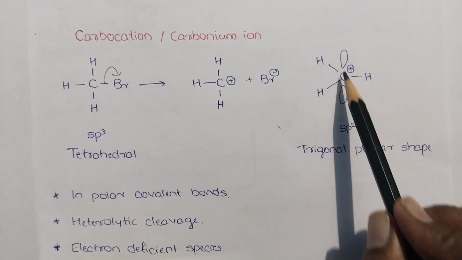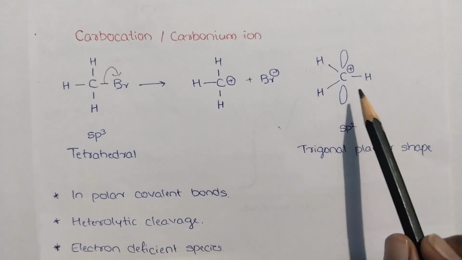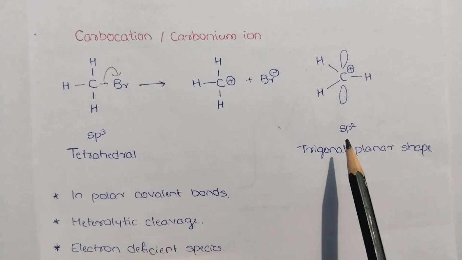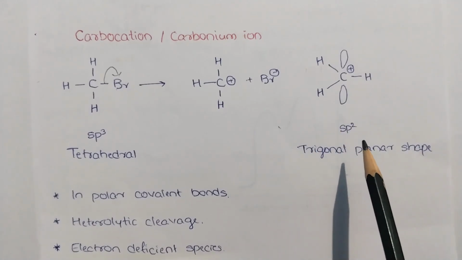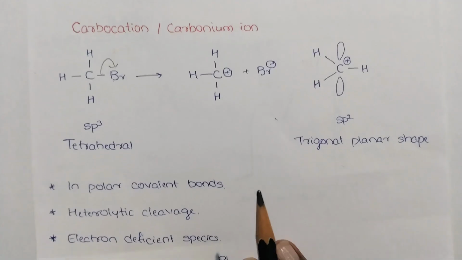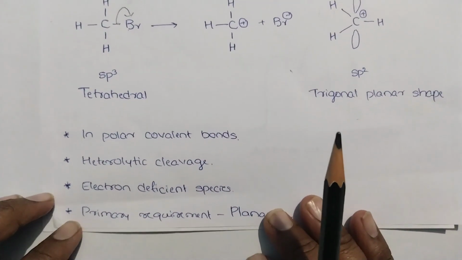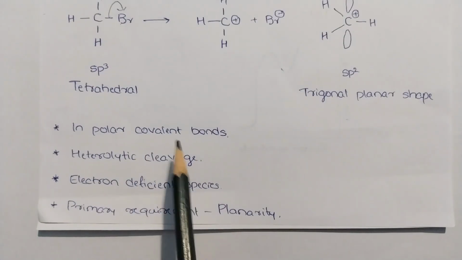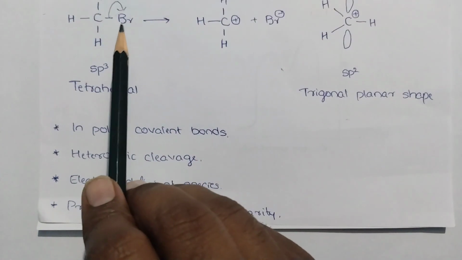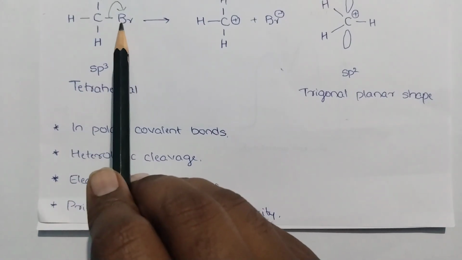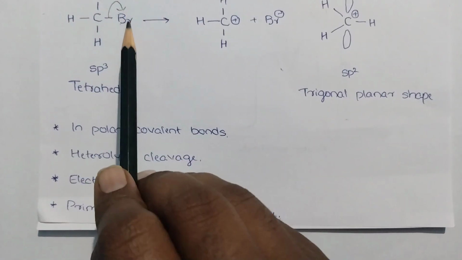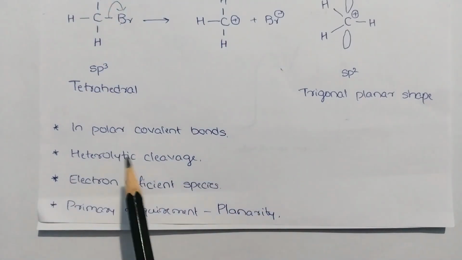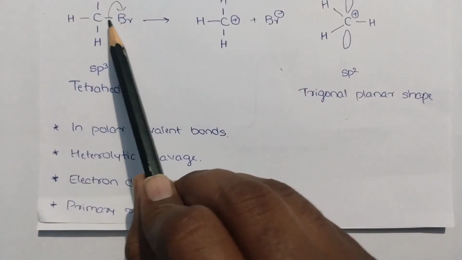It has a vacant p orbital, and a positive charge because it is an electron deficient species, and the carbon is sp2 hybridized. Okay, and then these are the points. We can find these carbocations in polar covalent bonds. This is called a polar covalent bond because Br is more electronegative than carbon. Hence both the electrons go to Br. This type of bond is called a polar covalent bond, and it undergoes heterolytic cleavage.